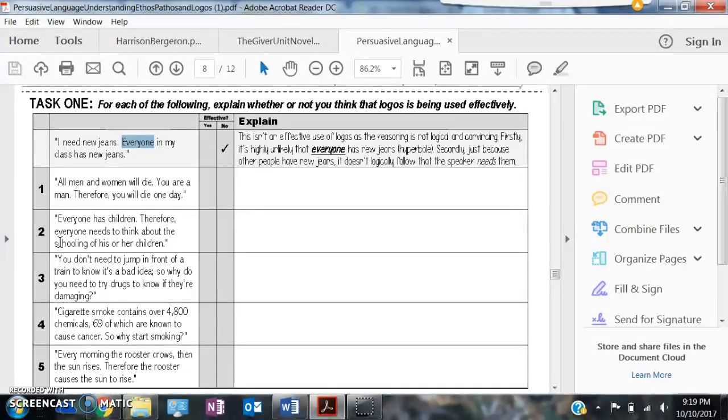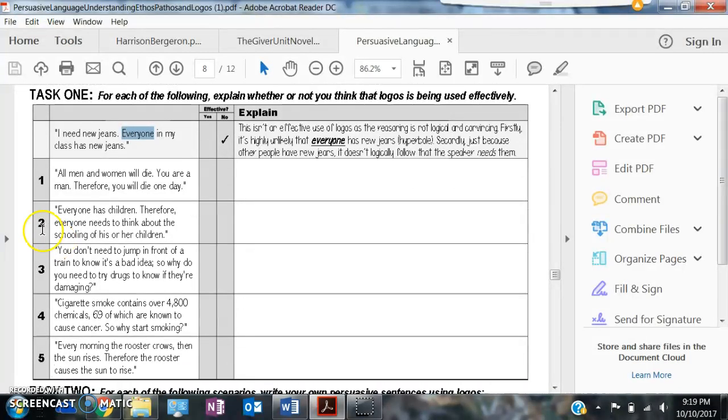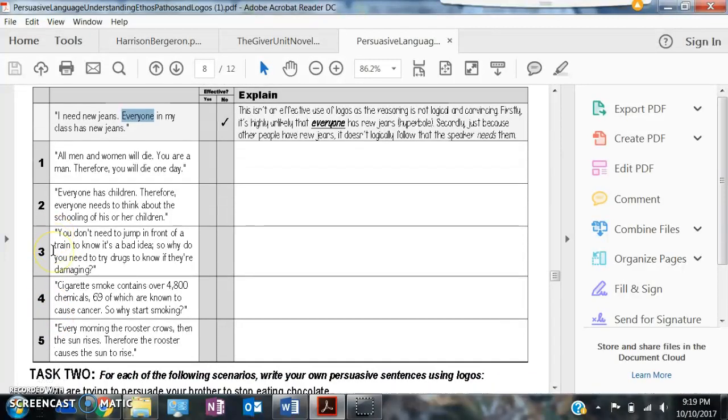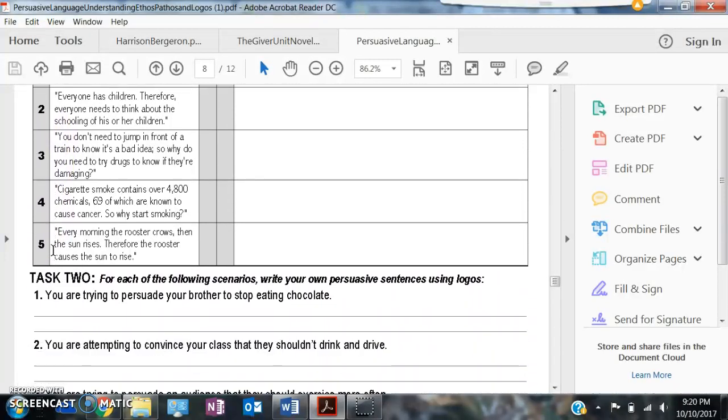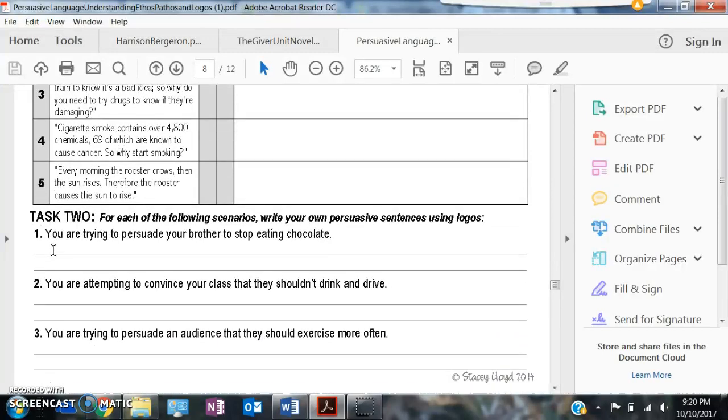Okay? So, I want you guys to take a look at 3, 4, and 5, and then we can talk about them. I want you to answer them, but we can talk about them on Thursday when I'm back. Okay? And then task 2 asks you again, for each of the following scenarios, write your own persuasive sentence using logos. Okay? You are trying to persuade your brother to stop eating chocolate.